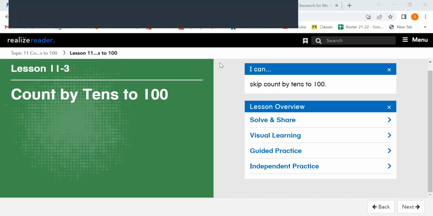We are on lesson 11-3. Count by tens to 100.